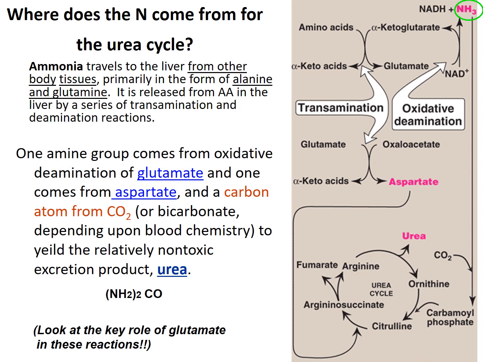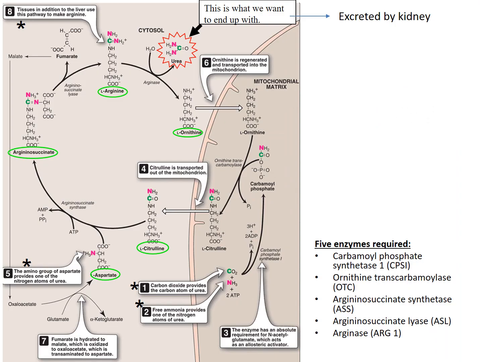So let's see the details. All right, so this is the urea cycle. Actually, it works in this direction. So here is the ammonia coming from many sources. It needs to react with carbon dioxide, which comes from bicarbonate. The enzyme is called carbamoyl phosphate synthase 1, or CPS1.